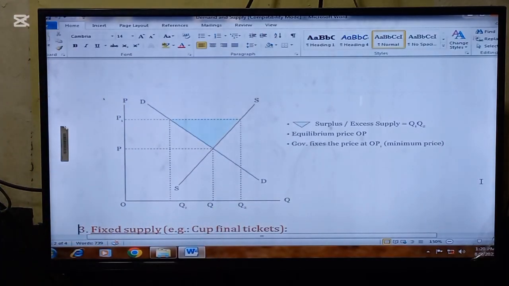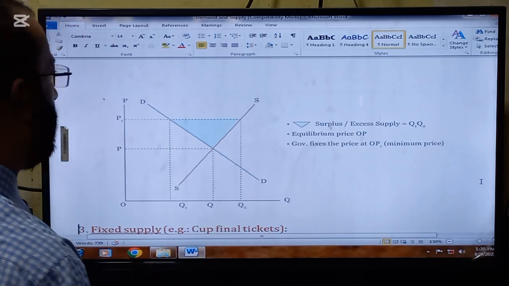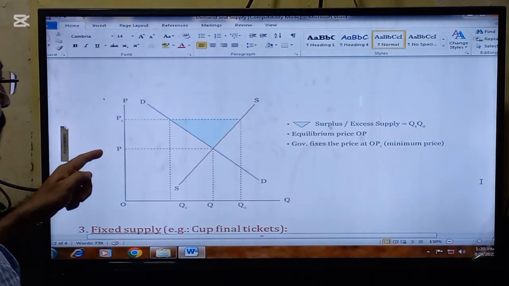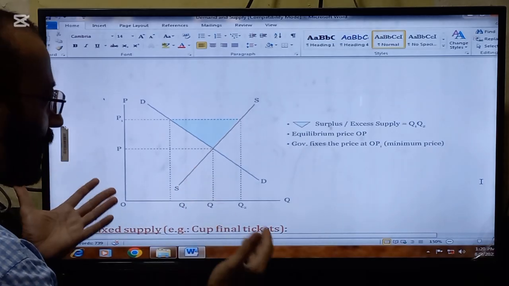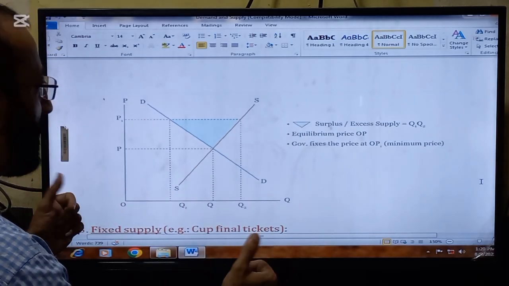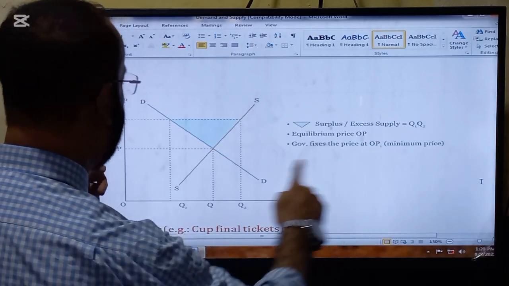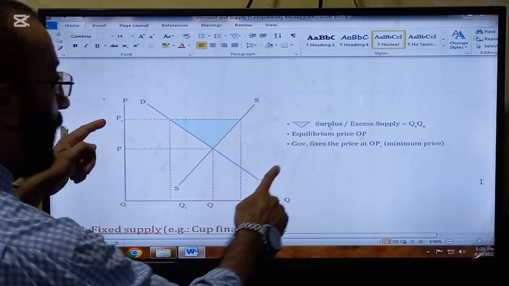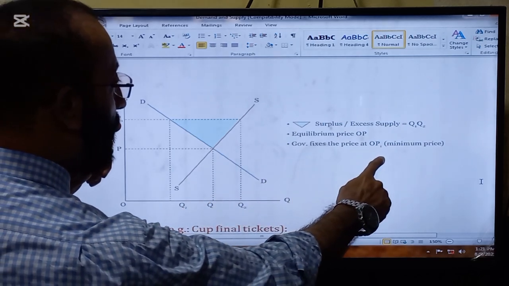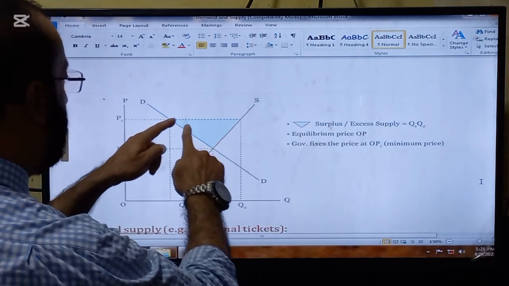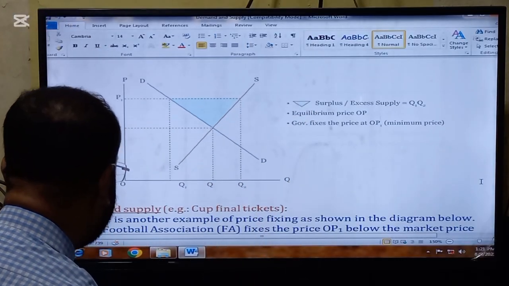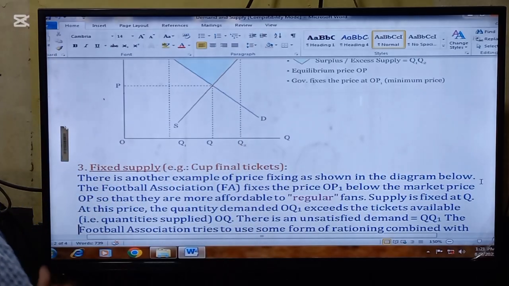So here is the graphical representation of this case. Here you can see the equilibrium price is P, but this is lower than the expected price of the farmers. So government fixes the price at P1, that is higher than the equilibrium price or the market price, and government fixes the price at OP1. So this portion is the surplus that will be purchased by the government, and the government will store that portion.